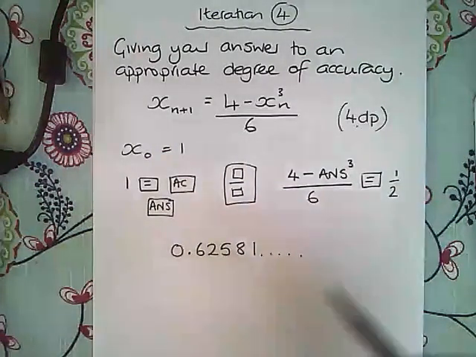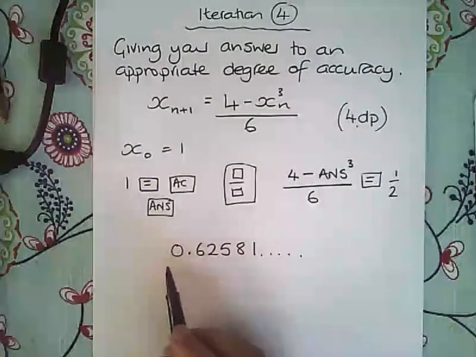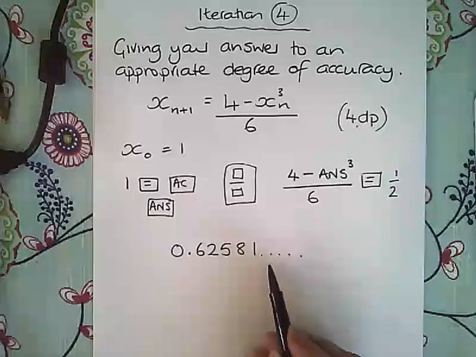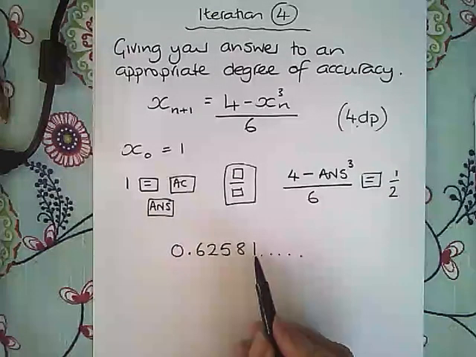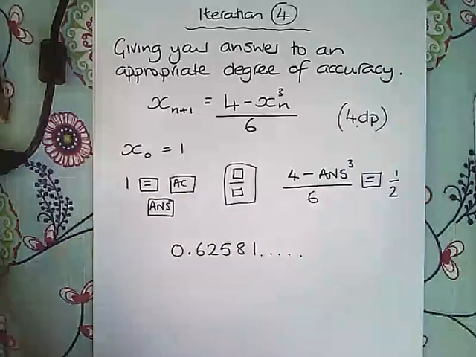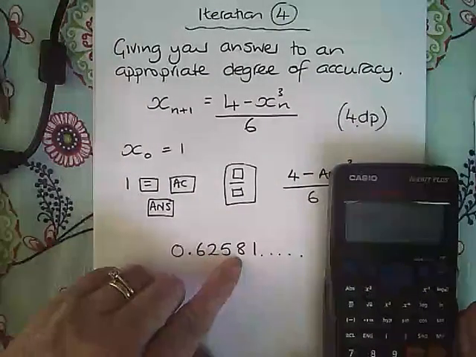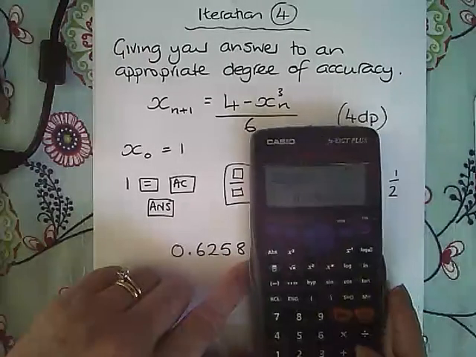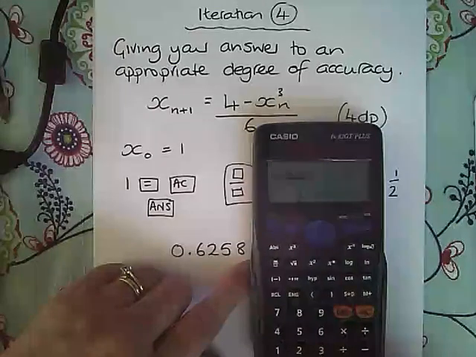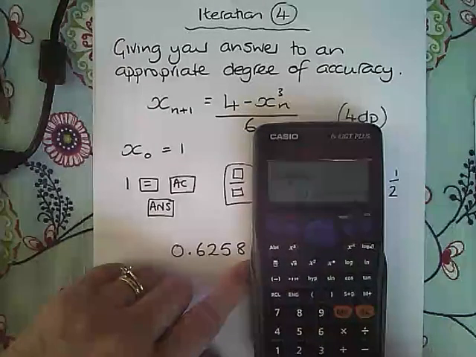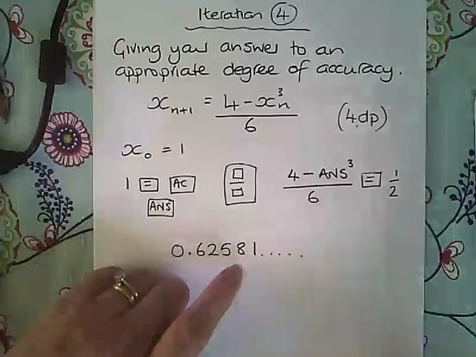However, I've been asked for this number to 4 decimal places, and I've gone a bit further than 4 decimal places, haven't I? 1, 2, 3, 4, 5. Actually, I don't think I've got enough. I need to keep making sure that the number isn't changing anymore. 0.62581, 0.62581. Okay, it's not changing anymore.